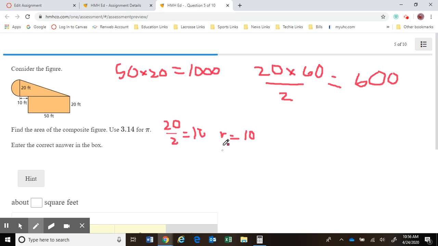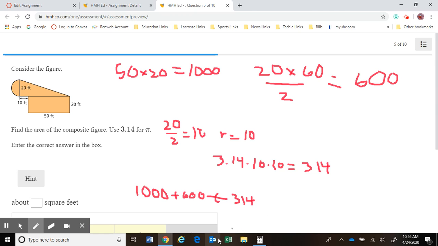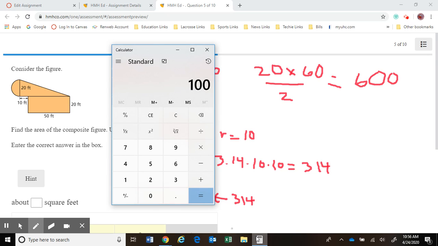It already tells me to use 3.14. So 3.14 times 10 times 10. And of course, that's 100. So that's going to be 314. So I'm going to add those three numbers together. 1,000 plus 600 plus 314.